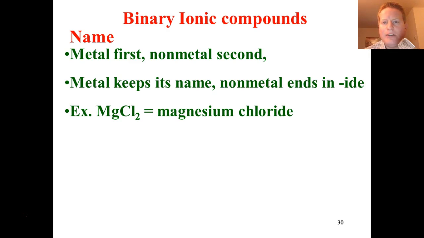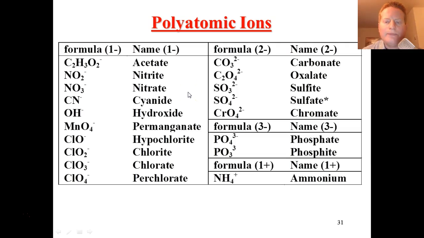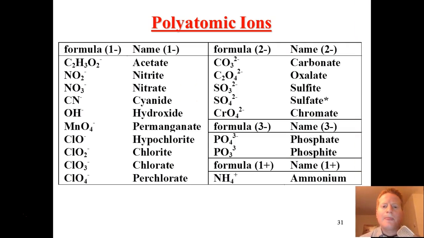This is a binary ionic compound because it's only composed of two types of elements. Even though there's two chlorines here and one magnesium, it's technically three things here. It's two different types of elements, and so that's called a binary ionic compound, bi meaning two, like a bicycle.